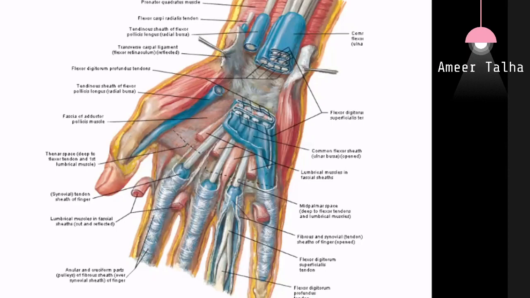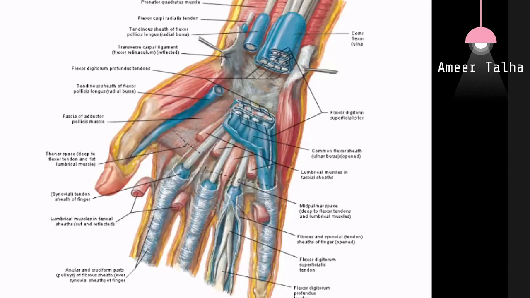ठीक है, अब उसके अंदर दो तीन चीजें. The extensor expansion has the tendon of extensor digitorum, then the extensor tendon of digiti minimi and the extensor indicis. Along with that, lumbricals are inserted to the extensor expansion.